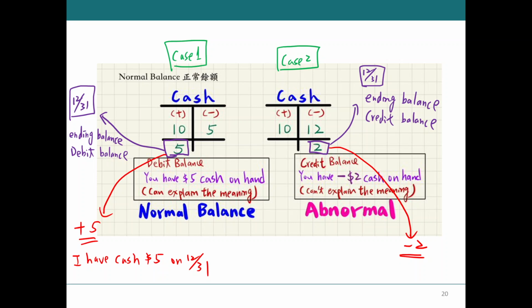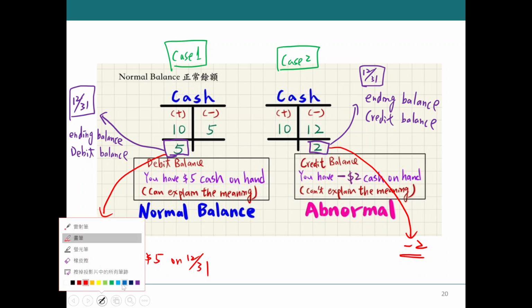I have cash, right? Or I don't have cash. Cash is 0. Or I have cash $1, $2, $3, $4, $5, right? I haven't heard about anyone say I have cash minus 2. Impossible. Okay? So I don't know how to explain minus 2.